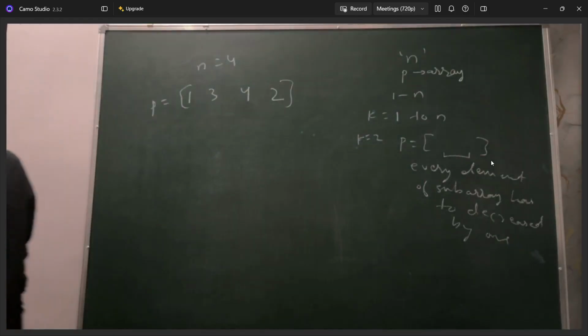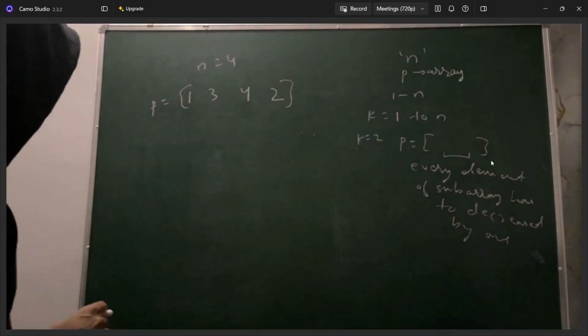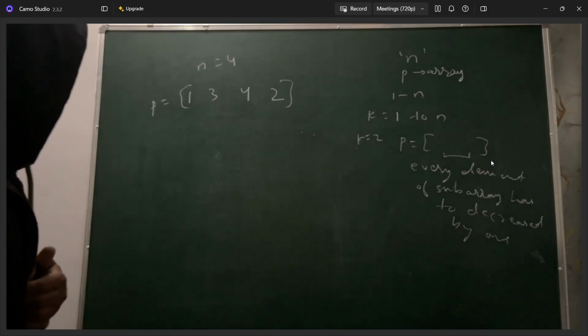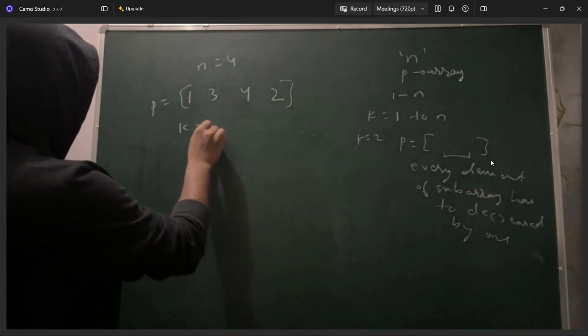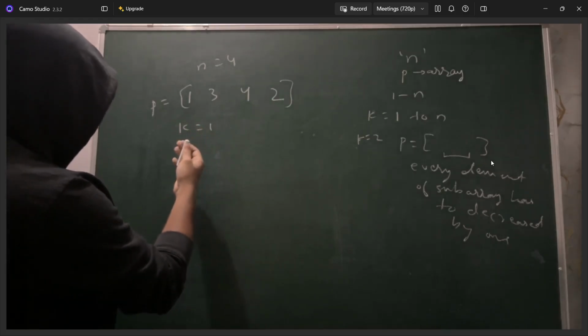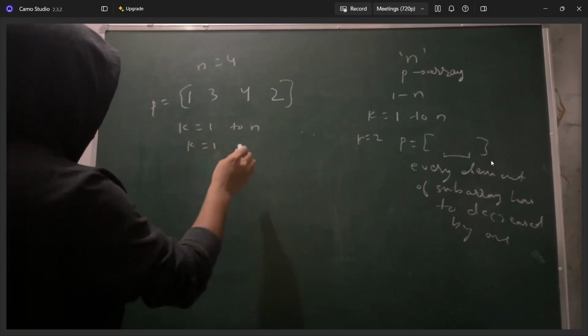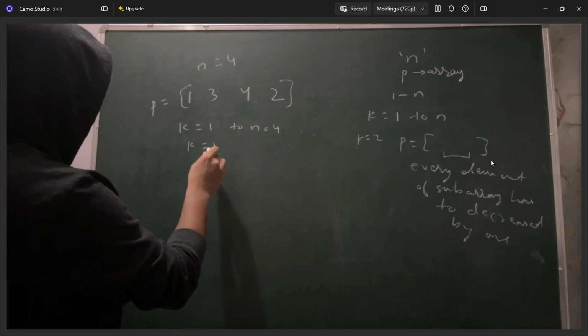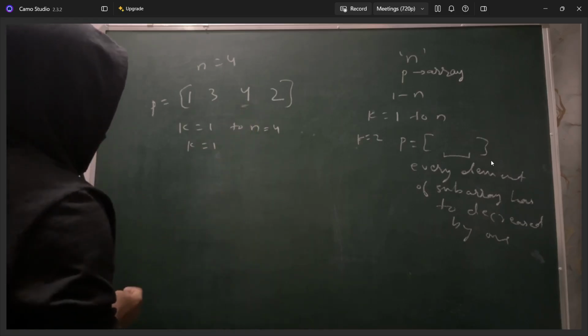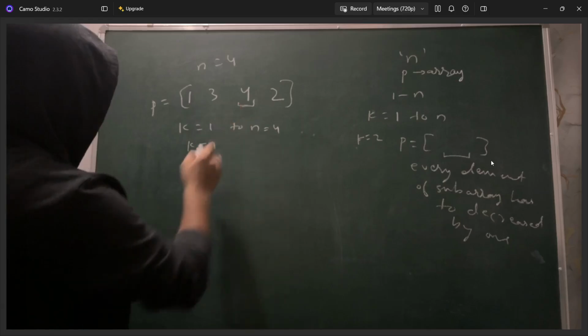So I think you got what they're saying. In this case, when k is equal to 1, your operations always go from k equal to 1 to n, and here n is 4. When k is equal to 1, let's say you choose this as the one length subarray and decrease its value.